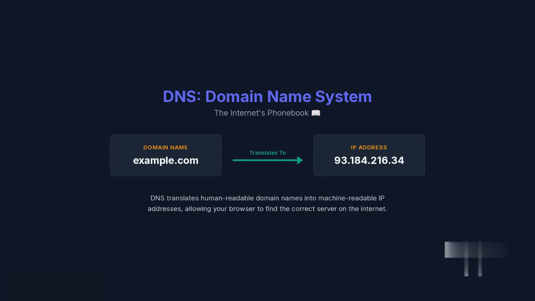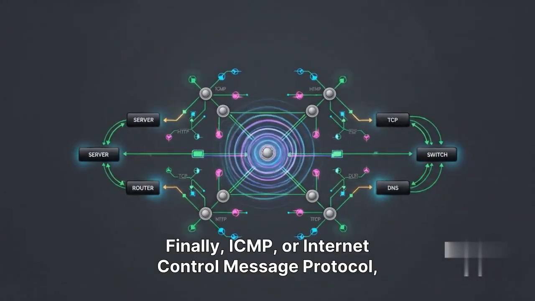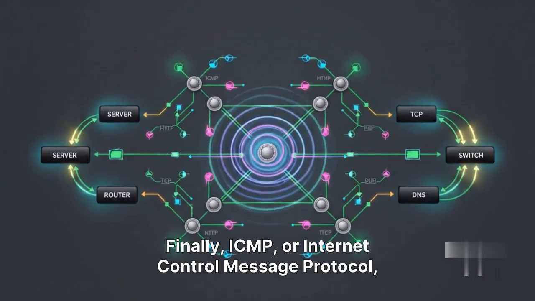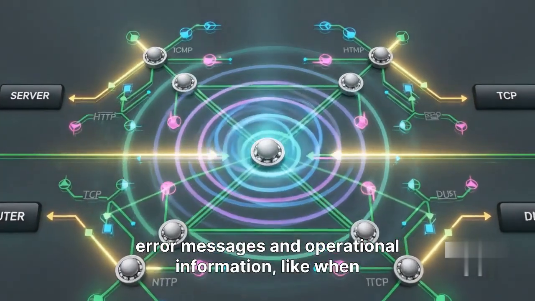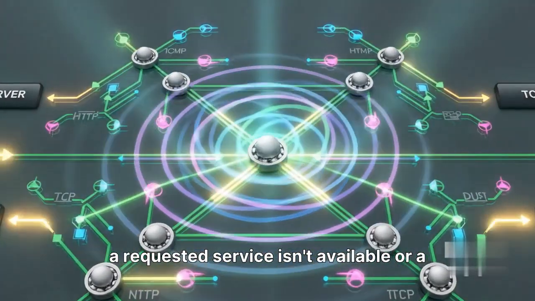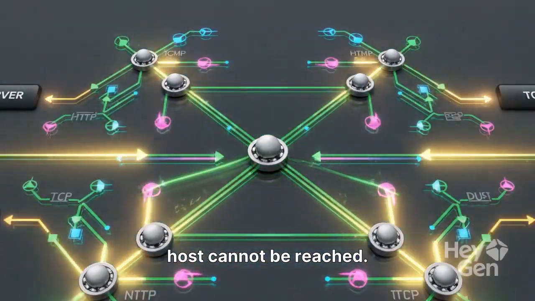IP addresses. Finally, ICMP, or Internet Control Message Protocol, is used by network devices to send error messages and operational information, like when a requested service isn't available or a host cannot be reached.